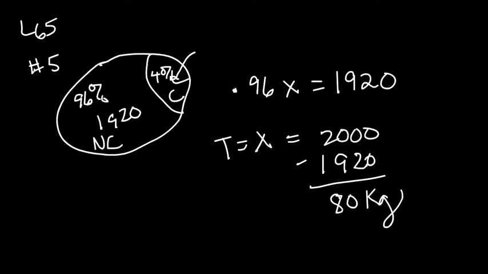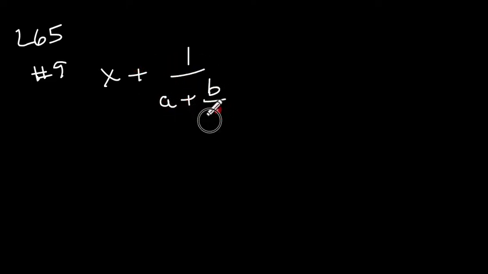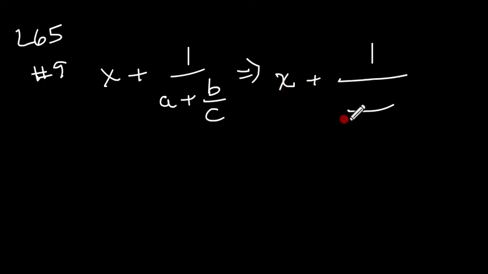Alrighty, number 9. Lesson 65, number 9. So it looks like this. We have a couple questions on this one, but I'm going to do 2 of these. So the first thing you want to do is start in the denominator of the denominator, and we're just going to bring that X along for the ride. So we are going to find a common denominator of the denominator, which is C. So we're going to need to multiply the A by C plus the B.